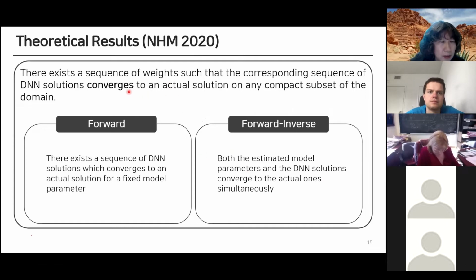Basically, we have two theorems. To describe them easily, we can always find DNN approximate solutions to the actual solution of a given PDE. In other words, we can prove rigorously that our DNN solutions converge to the actual solution on any compact subset of the domain. Here are the two theorems. The first theorem is for the forward problem, and the second is the theorem for the forward and inverse problem.